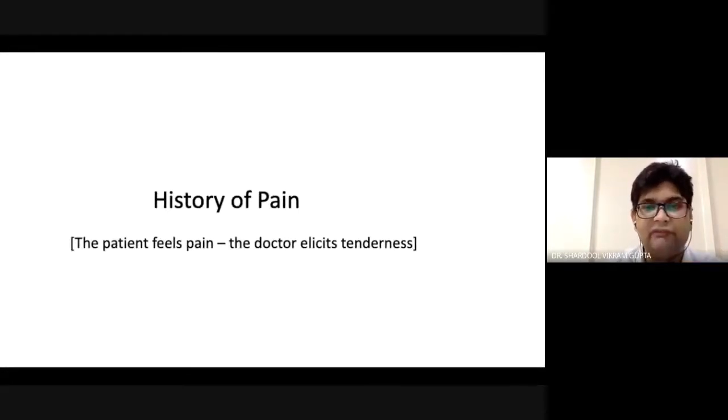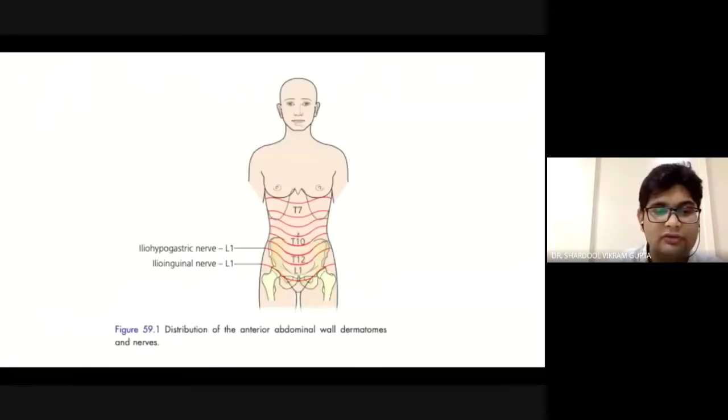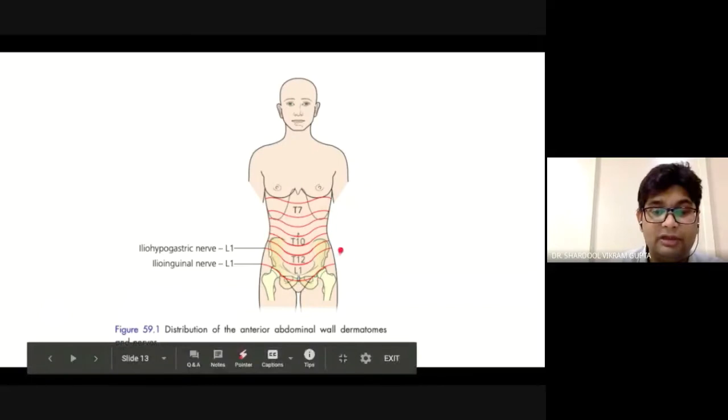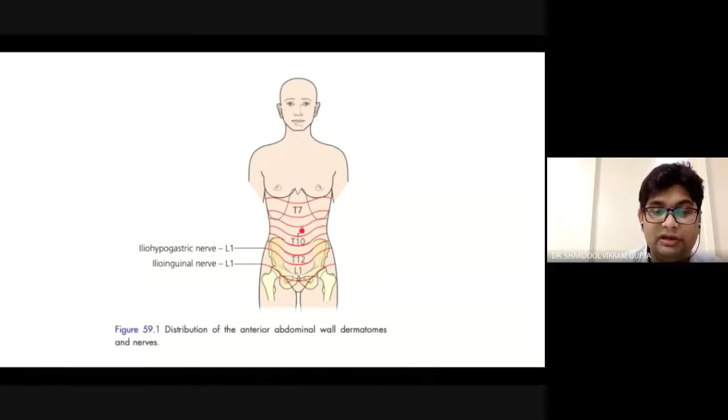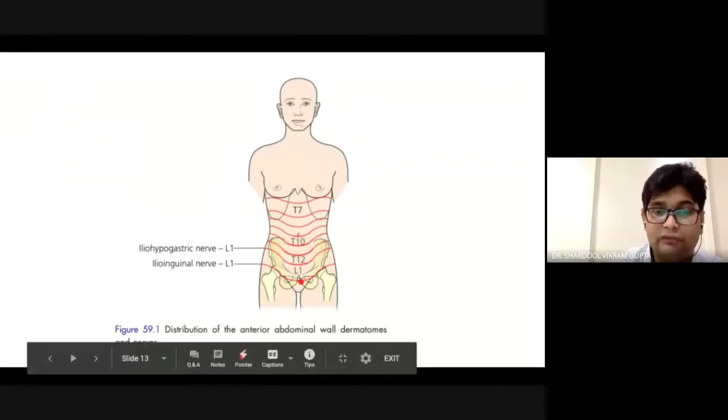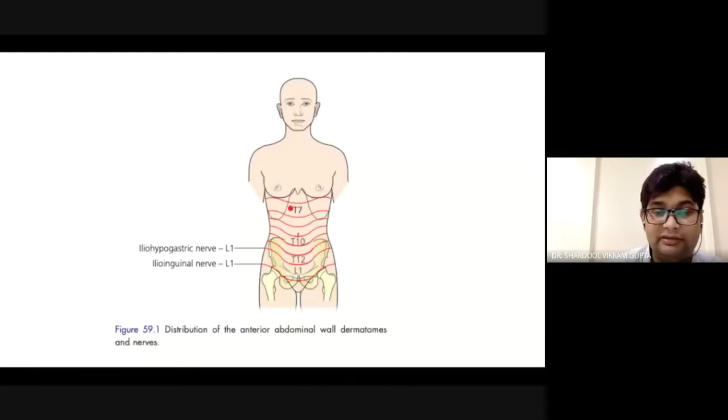So the patient feels pain while the tenderness is elicited by a doctor. So are you aware of the innervation of the anterior abdominal wall? There is a segmental innervation: T7 to T10 is usually the umbilicus location, and it goes till L1. So what happens is this is a dermatome. If a similar segment supplies some visceral structures, suppose there is the appendix.